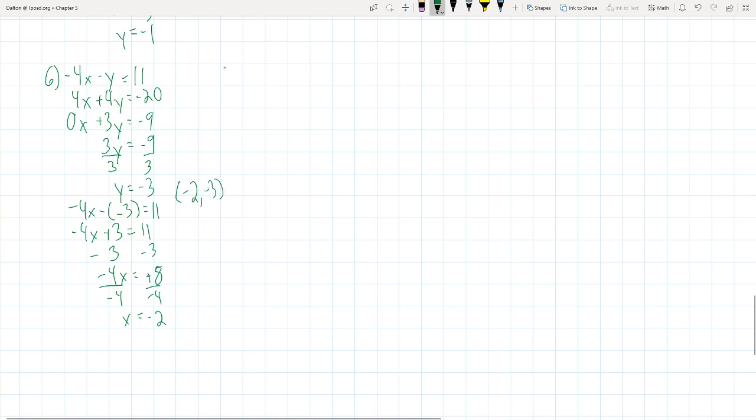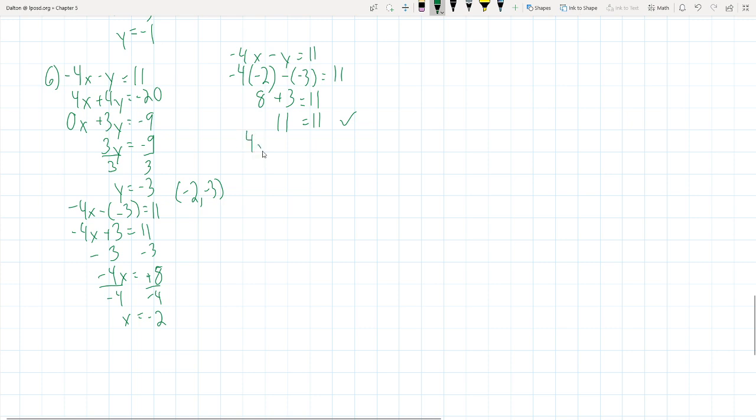Let's try it out. Negative 4x minus y equals 11. Minus negative 3 needs to equal 11. Negative 4 times negative 2 is positive 8. Minus negative 3, a negative times a negative is a positive, so that makes a positive 3, equals 11. 8 plus 3 is 11, and equals 11.